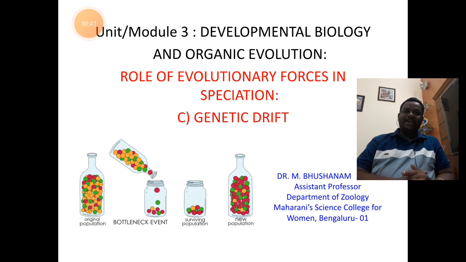Students, today we are going to learn another topic of developmental biology and organic evolution paper of Zoology 7 that includes 3.2c, the role of evolutionary forces in speciation, and the fourth type is genetic drift.